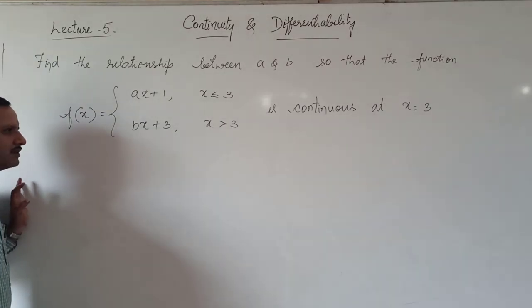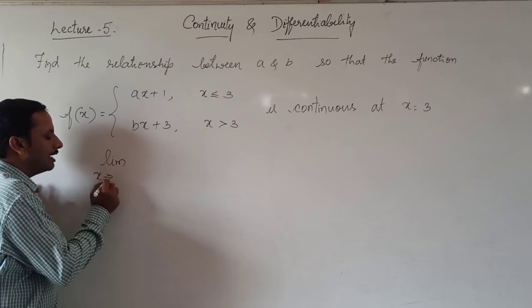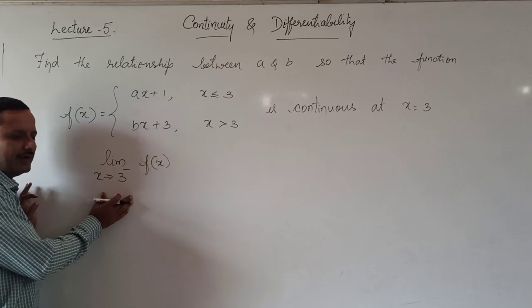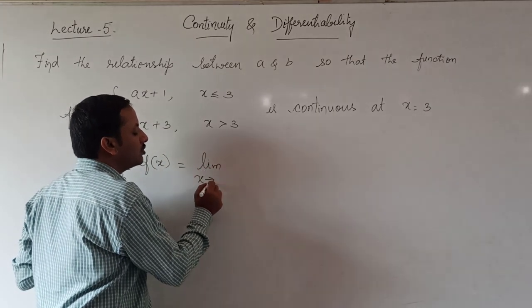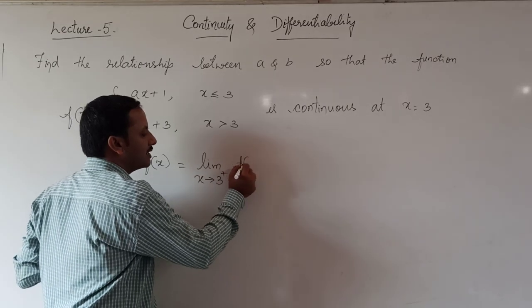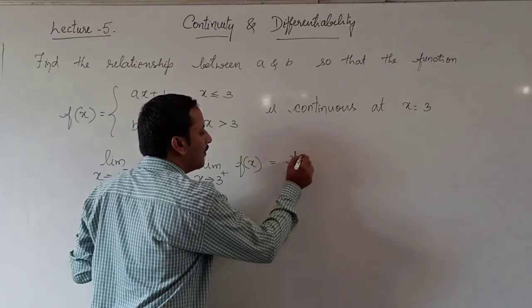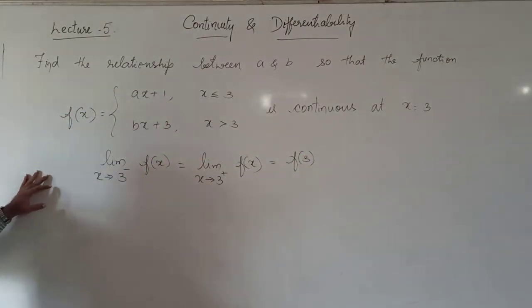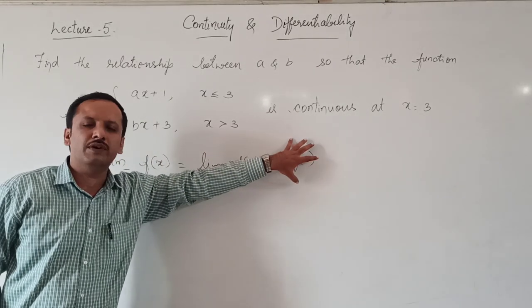Since it is continuous at x equal to 3, according to the definition of continuity, I can write limit x tends to 3 minus f of x, which means the left hand limit, is equal to limit x tends to 3 plus f of x, which is the right hand limit, that is equal to f of 3, the functional value of the function at x equal to 3. Left hand limit is equal to right hand limit is equal to functional value.